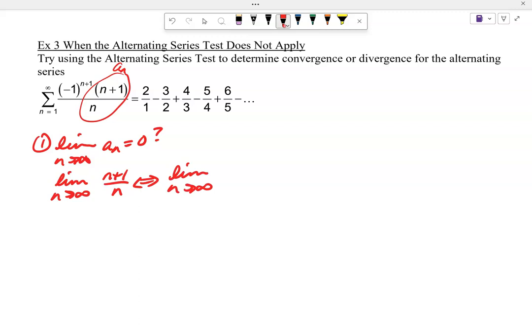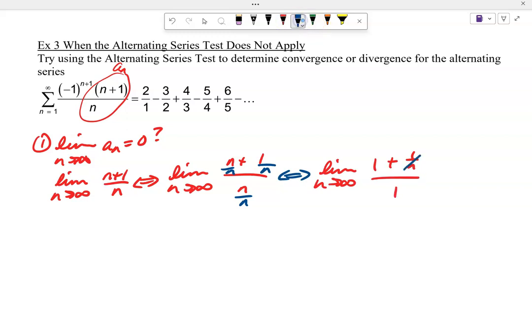That's infinity over infinity. So let's solve this algebraically instead of with L'Hopital's this time. Let's divide everybody by n. So we got the limit as n goes to infinity of 1 plus 1 over n, all over 1. This goes to 0, so I got 1 plus 0 over 1. So this is 1. This is not 0.